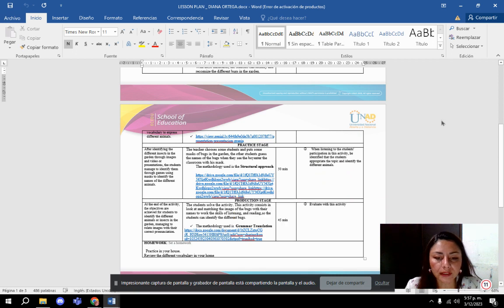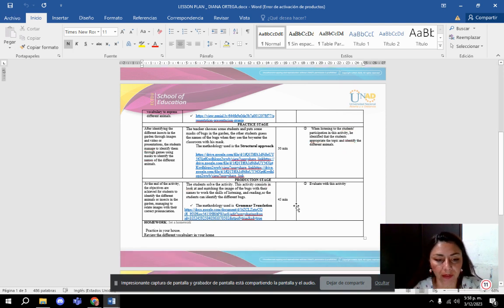In the product stage, the student solves the activity on a worksheet. The activity consists of matching the pictures of the bugs to their names, with skills of listening and reading, so the students can identify the different bugs or insects in the garden. The students were evaluated with this activity.